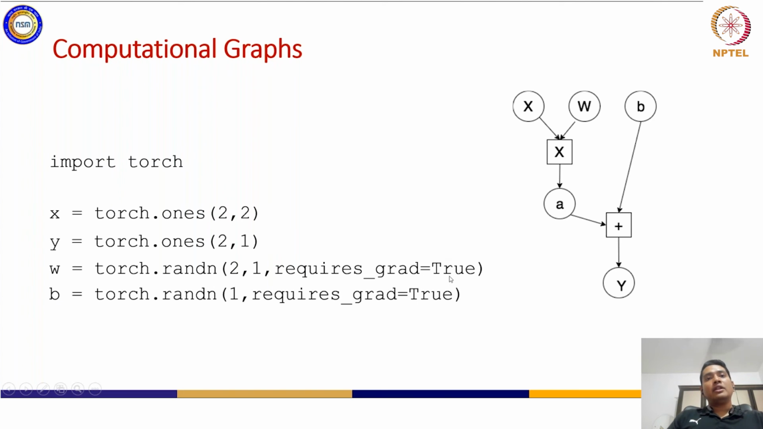This flag will let the PyTorch framework know that W and B are the parameters that we are working with. And when we compute the gradients, these parameters will get updated, not X and Y, because by default requires_grad is false. And we did not set the true flag here for X and Y, which are the input and output tensors, right?